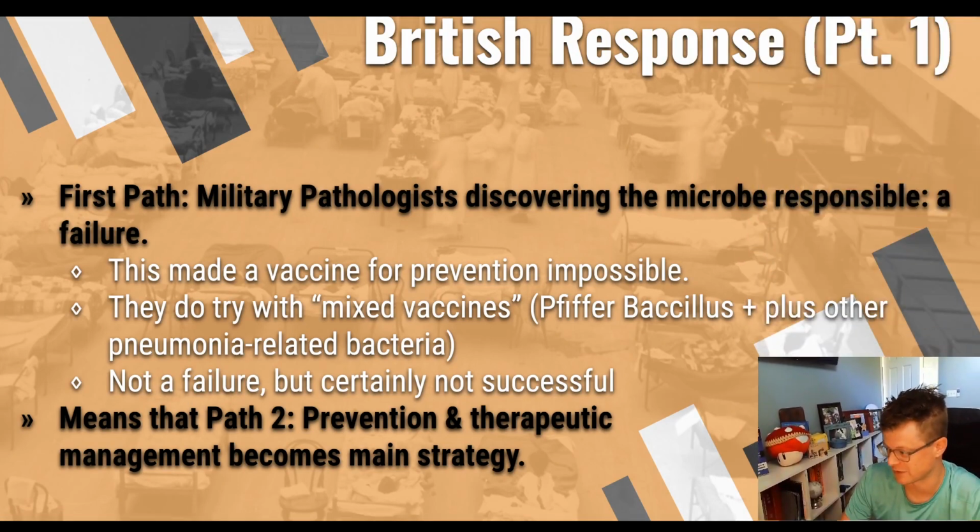They have a couple of different responses. The first path is that they could just discover the microbe that's responsible, and they can't, because again, it's a virus. They don't have the ability or the technology yet to detect that it is a virus that is causing this. So flatly speaking, you can't make a vaccine for a virus that you can't detect. It's just not possible.